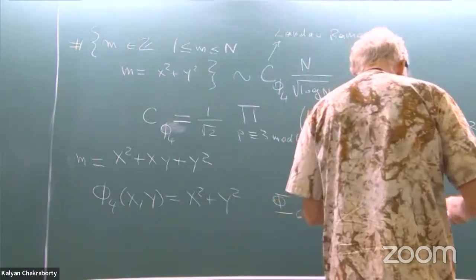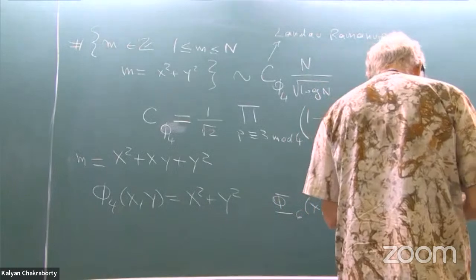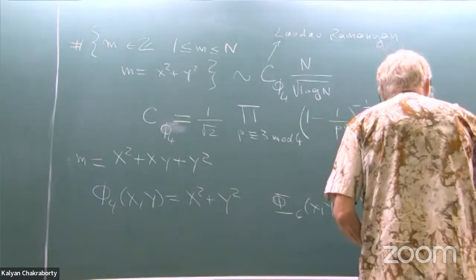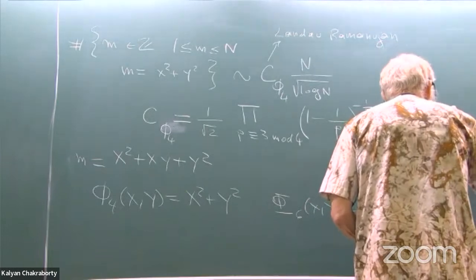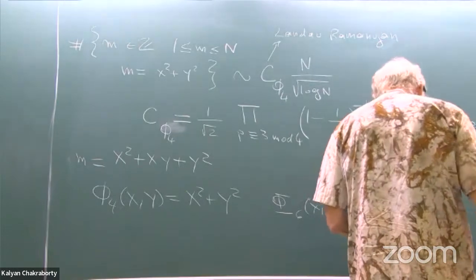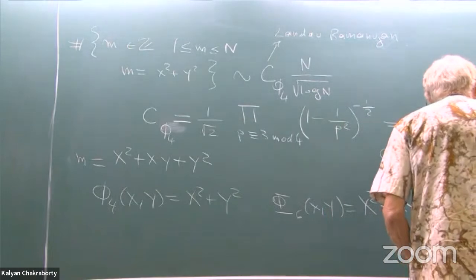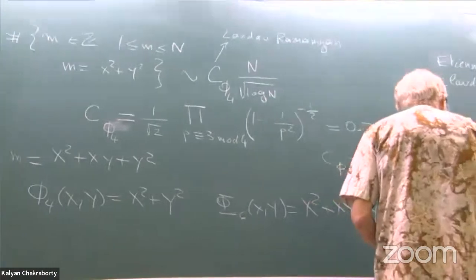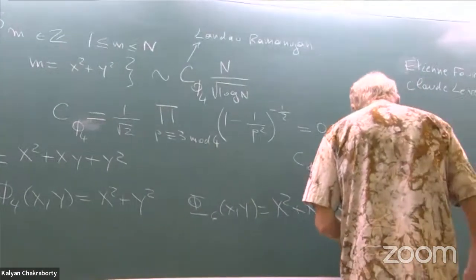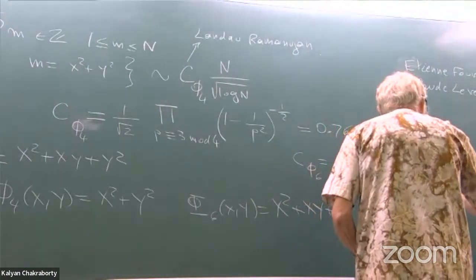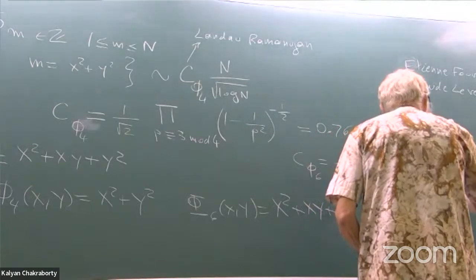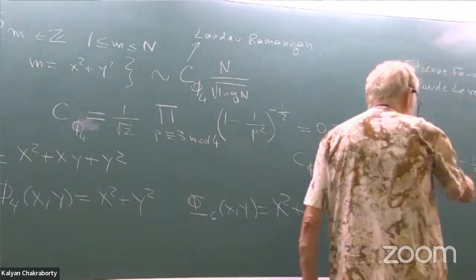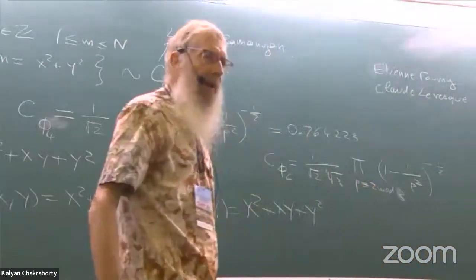And C phi 6 is again given by the Euler product, which is 1 over square root of 2, fourth root of 3, and then we have the product for p congruent to 2 modulo 3 of 1 over 1 minus 1 over p squared to the minus 1/2. So the product is the same, but the primes are not the same.